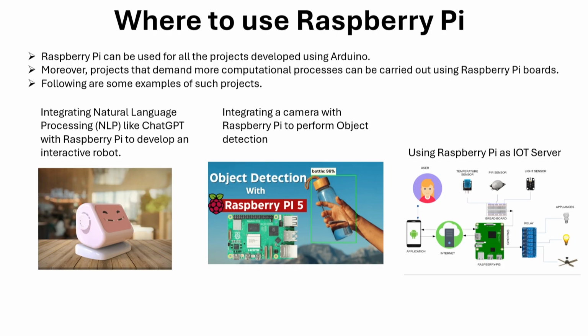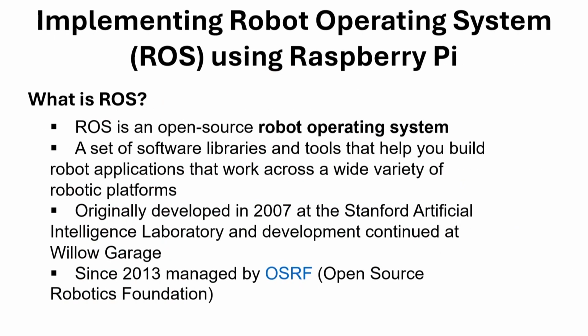So, where to use Raspberry Pi? Raspberry Pi can be used in all the projects that Arduino can do, because it is more generic, but particularly in projects that need more computational processing, there you need it. Some examples are NLP type of applications like ChatGPT, or integrating a camera with Raspberry Pi to perform object detection, or using Raspberry Pi as an IoT server. These are some of the examples where you can use this system.